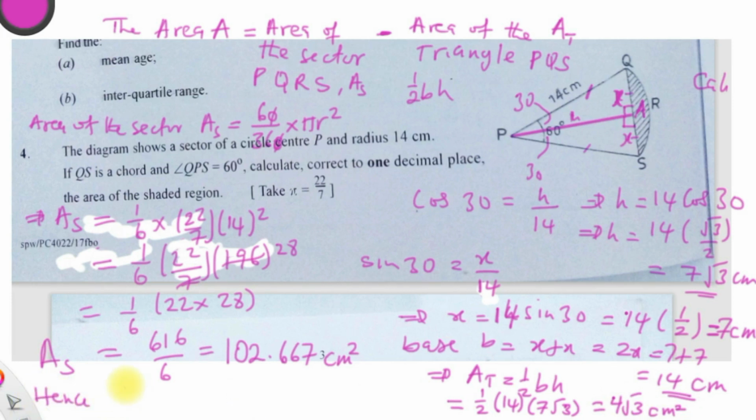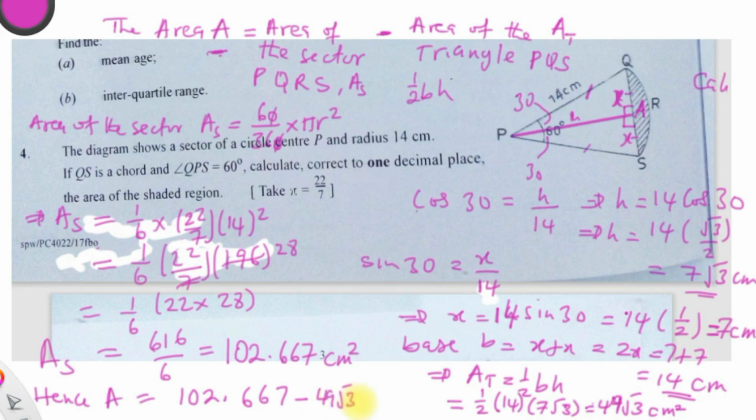Hence, the area of the shaded portion A, as indicated here, which is the area of the sector minus the area of the triangle, is equal to 102.667 minus 49. Oh, I didn't write the 49 well. Sorry. Minus this is 49. 7 times 7 is 49. So this is equal to 49 root 3. So minus 49 root 3.